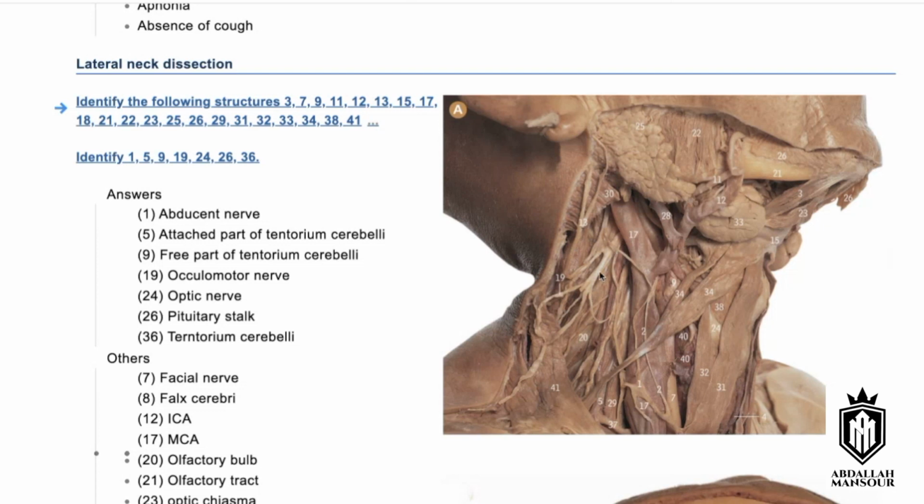And what about 19? That's the lesser occipital nerve. And what about 33? Submandibular gland. And 31? The sternohyoid. And 38? Thyrohyoid. And 32? Sternothyroid. And 24? That's the thyroid cartilage. Well done. And 15? Hyoid bone. Yeah, well done.